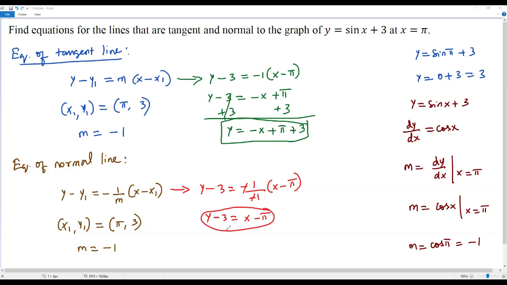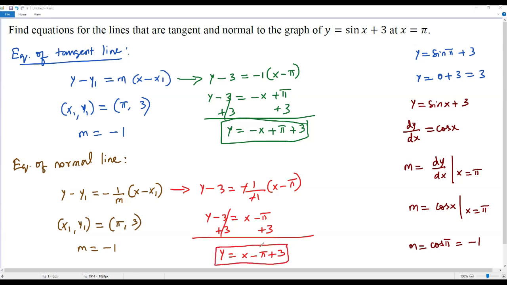If you want, you can write this in slope intercept form. For that we add 3 to both sides. When I do so, negative 3 plus 3 will cancel. I get y equals x minus pi plus 3. So this is the equation of the line that is normal to the given graph.